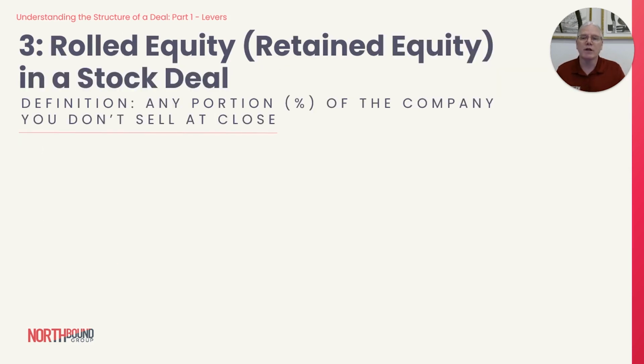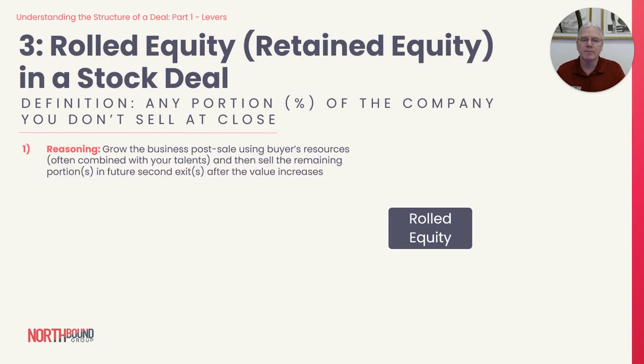Next up is rolled equity, or if it's a stock deal, it's called retained equity. And this is essentially any portion of the business that you're not selling on day one, but instead are receiving the economics from it at a future point in time. Rolled equity is really a good thing to use when you believe that the buyer's resources are going to be able to grow the company so that in 1 or 2 years' time, it's more valuable.